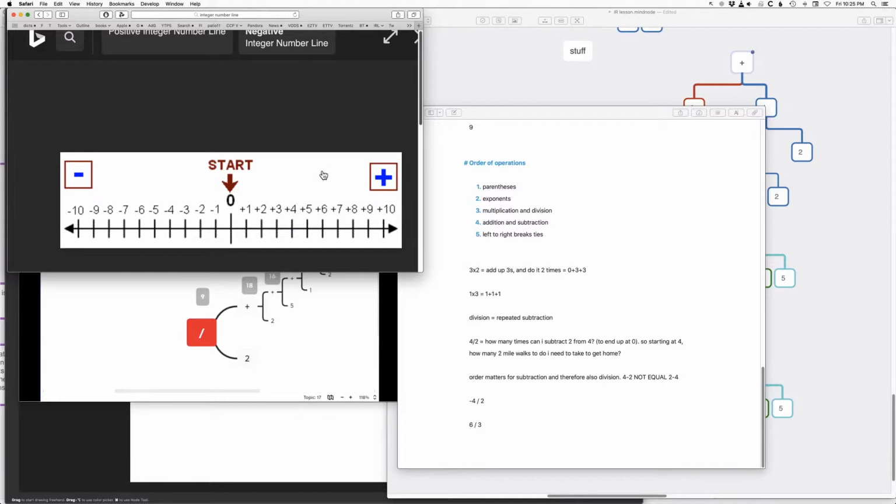Okay, so 6 divided by 3. So what are we doing? We start at like 6 or something. Okay, start at 6. And then it's in chunks of 3. So there's 2 3s, which would mean you go back 2 times for 3 miles each. So 2 lines of length 3.